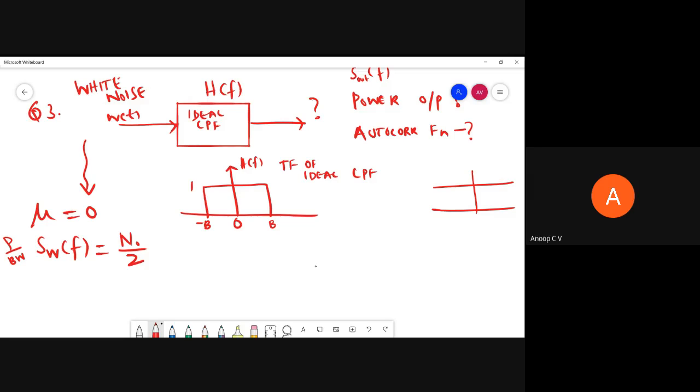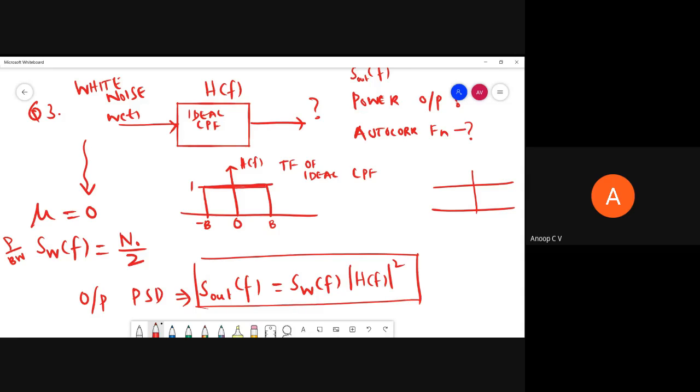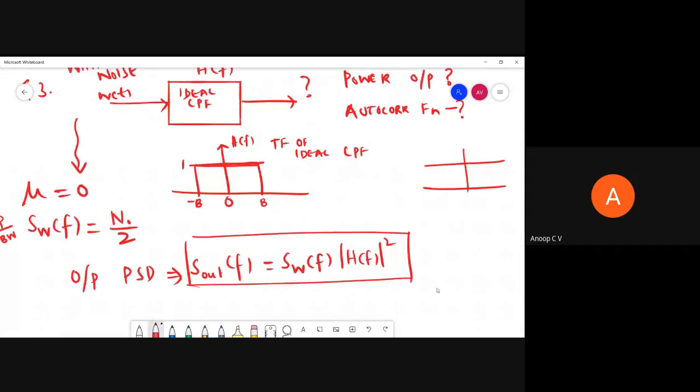Now when you pass it through a filter with this transfer function, the gain part of this transfer function is the voltage gain. But we are interested in the power gain. So the output PSD, for any system, we can write as S out of f, or S_n of f, whatever. S out of f will be equal to the input power spectral density times mod of H of f squared. So this will be the output power spectral density. Please keep this in mind. We'll be using this relation extensively throughout this module. So we know the input power spectral density is S_W of f, and the output power spectral density is S out of f.